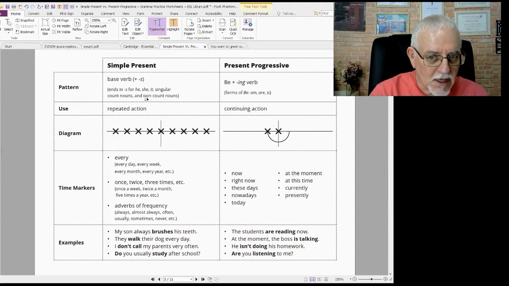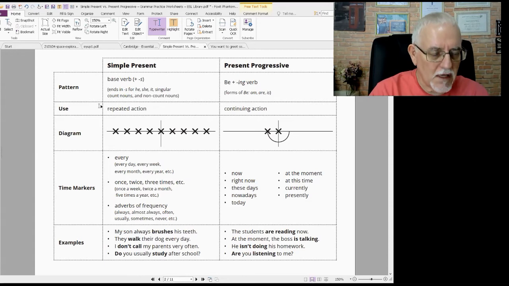We also use singular for count nouns and non-count nouns. Okay, the present continuous is the verb to be plus the ing gerund form of the verb. So the forms are am, are, or is. So of course we use am for I, are for you, we, they, and you plural, and is for he, she, it.